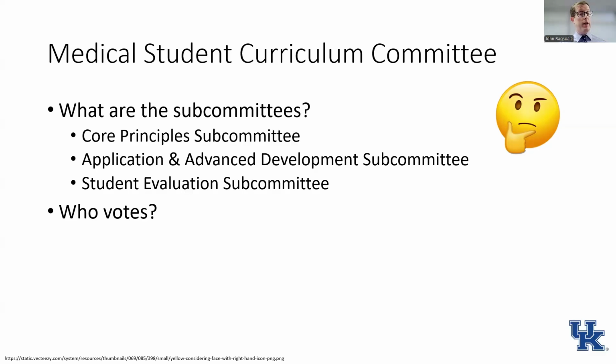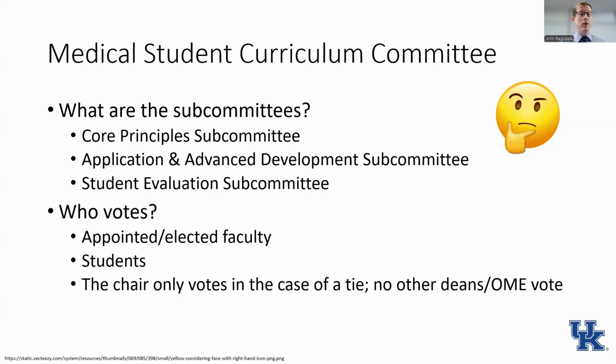So who votes on the curriculum committee? The appointed and elected faculty all vote. The students have two votes. And the chair of the committee or of a subcommittee only votes in the case of a tie. Importantly, no other deans in the College of Medicine or Office of Medical Education leadership have votes. It's really the appointed and elected faculty and the students.